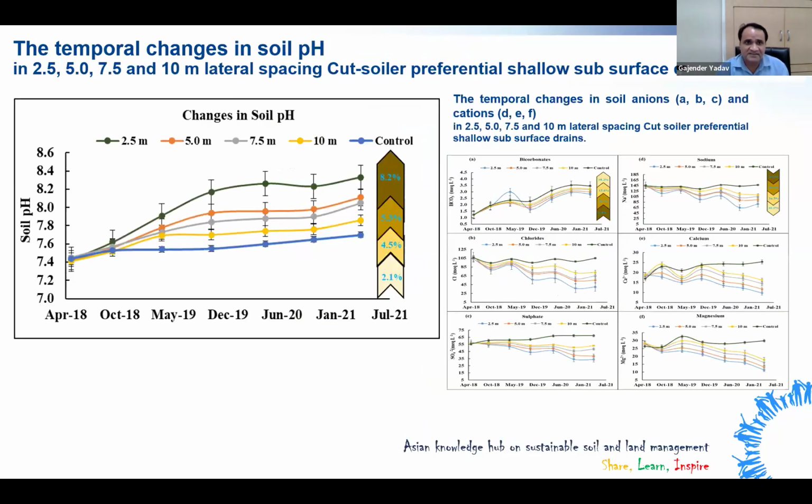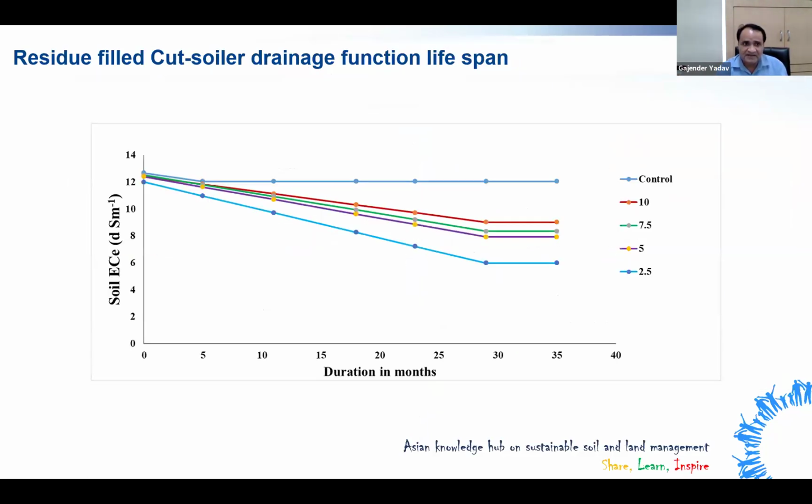And this is the change in the pH. The site has some dominance of alkalinity as well. So there was a predominance of bicarbonate when we were able to leach out or drain out the soluble salts. The soil is trying to become sodic. And this is the stability of the drains. The drain is effective up to 3 years when we fill it with rice residue.